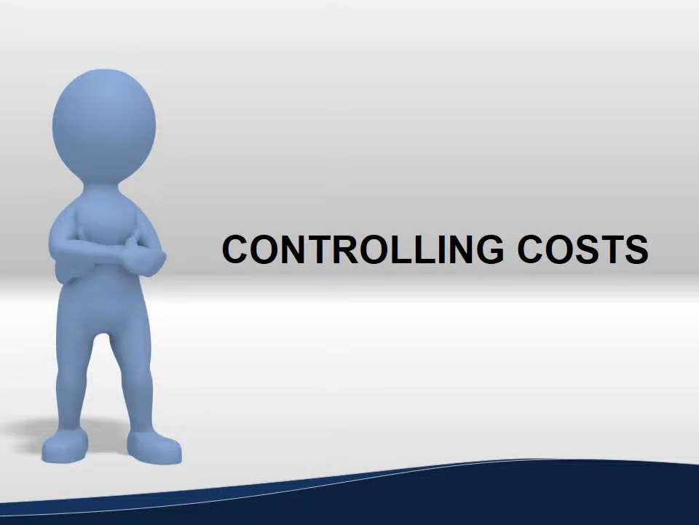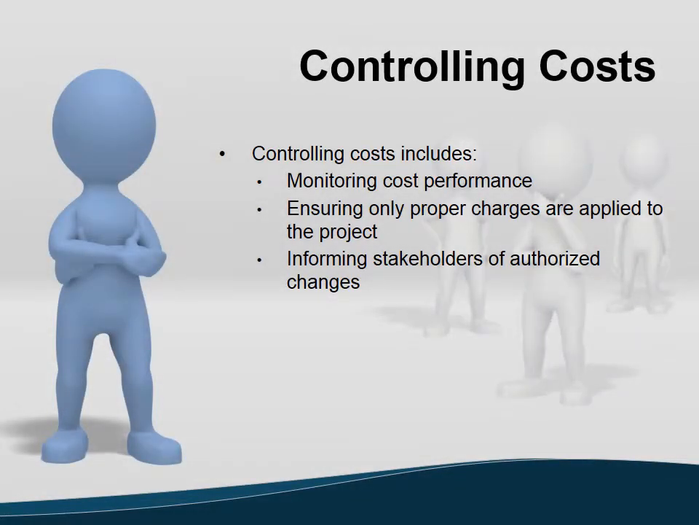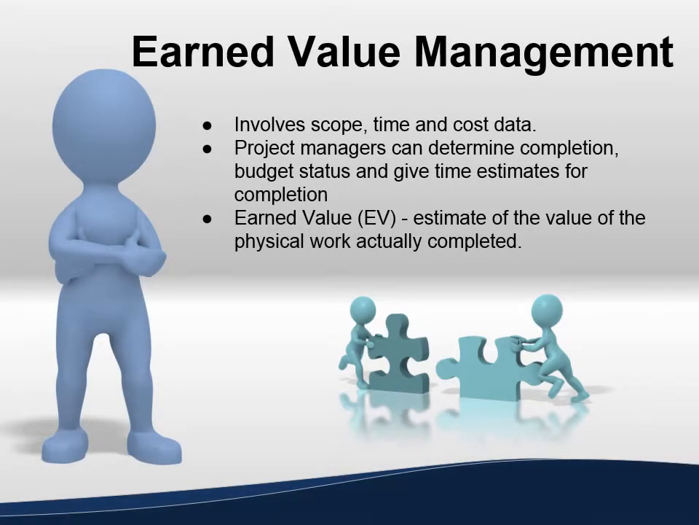Controlling costs. Controlling costs includes monitoring cost performance, ensuring only proper charges are applied to the project, and informing stakeholders of authorized changes. Earned value management involves scope, time, and cost data. Project managers can determine completion, budget status, and give time estimates for completion.